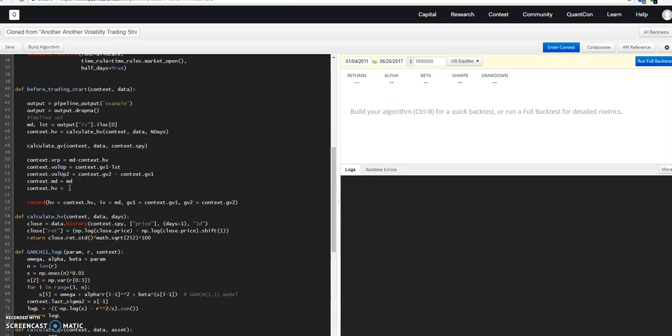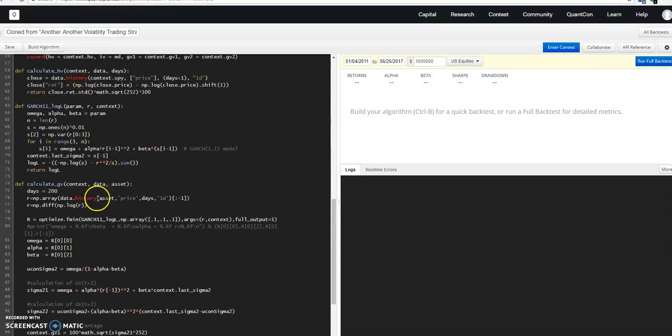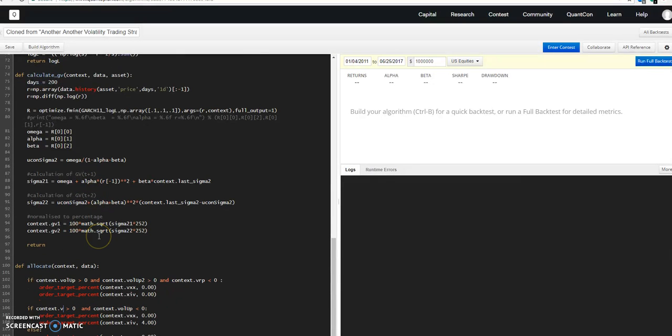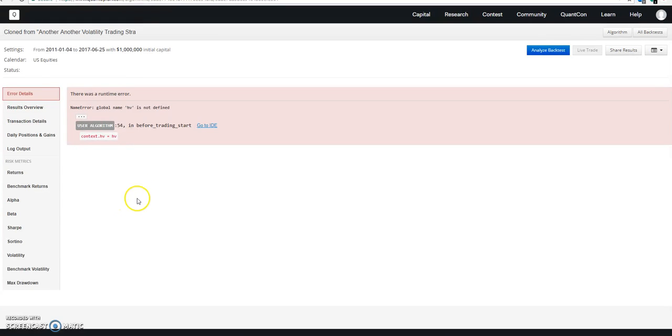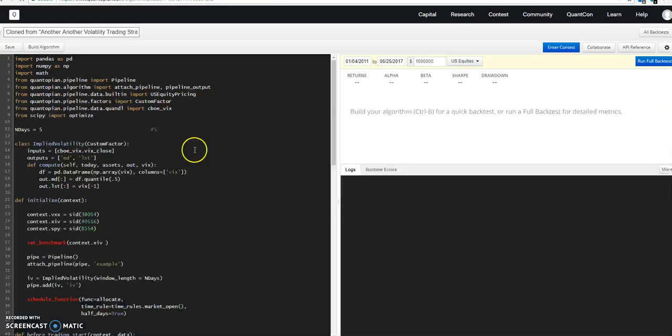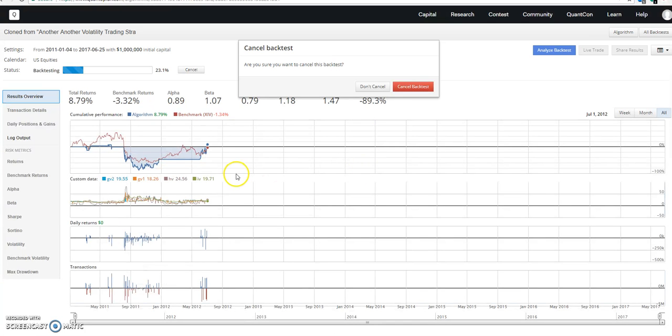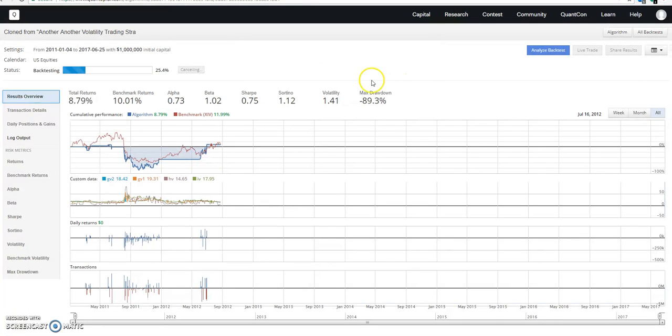Let's see, context.hv is HV. So let's see if we can sort of replicate higher vol instances. 20. Let's see. HV20 is probably pretty high. So that one didn't work, because I didn't really think of that one before. I've got to figure out how to do that. I think I'm going to cancel this because the problem is that it only goes long at 20 and then it gets out at 20. So let's cancel that.